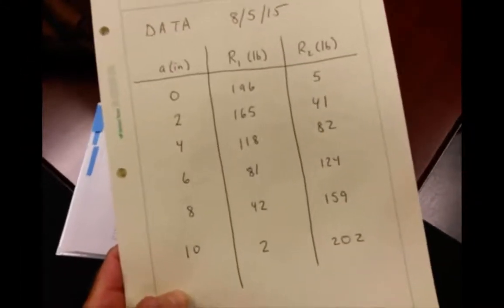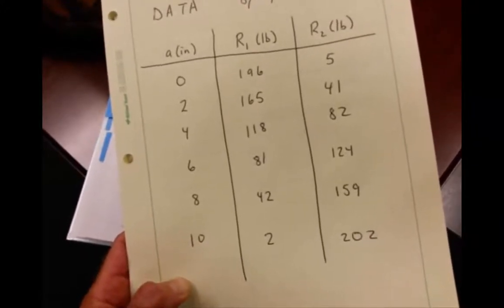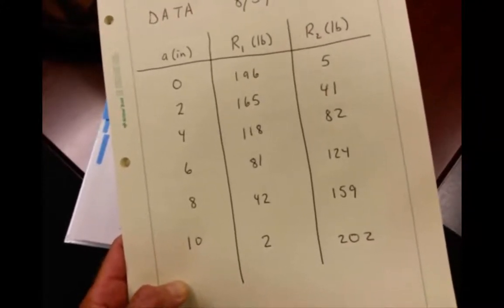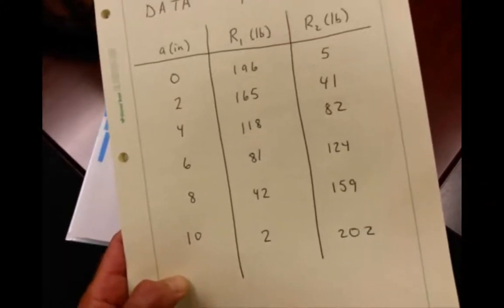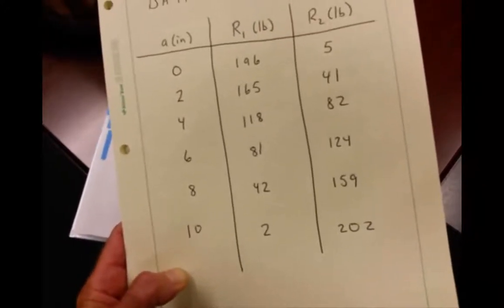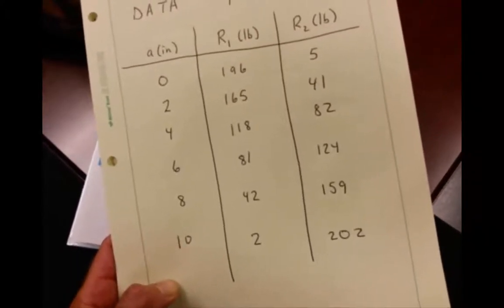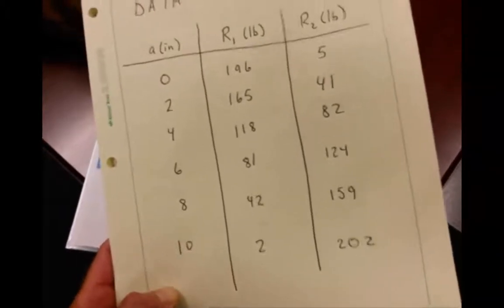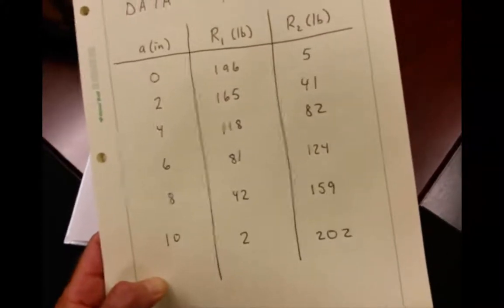This is the data that I had lying around. The first column is A, the position where I measured the reactions. R1 is a force measurement, and R2 is a force measurement. As A ranged from 0 to 10, R1 ranged from about 200 to almost 0, 196 to 2. R2 has the opposite trend. It started off small and got bigger, ranging from 5 to 202. I'm going to put this data into Excel and then generate a chart.